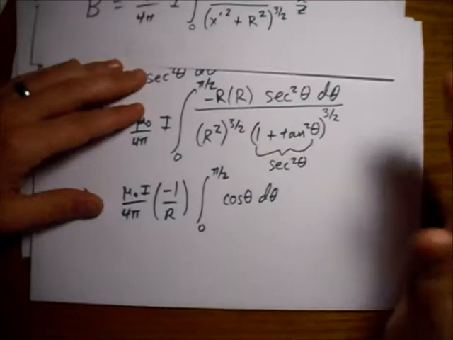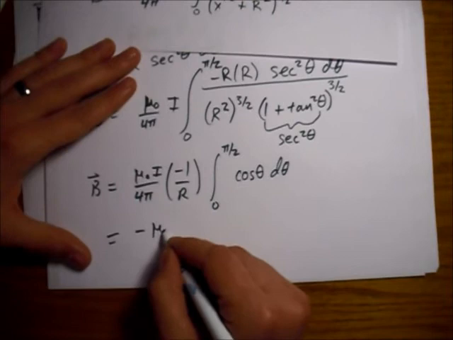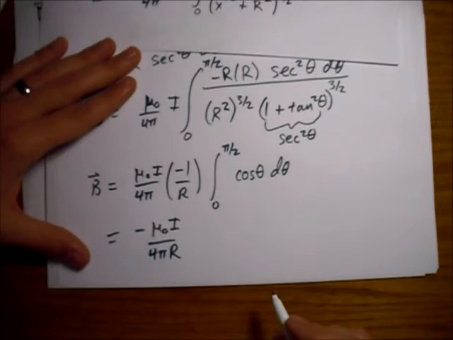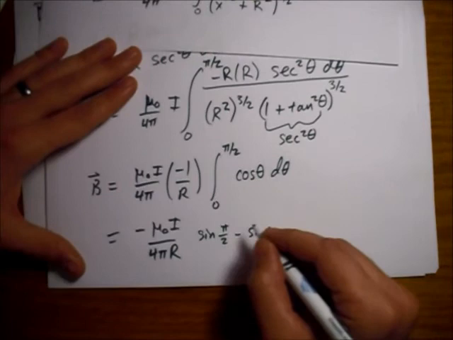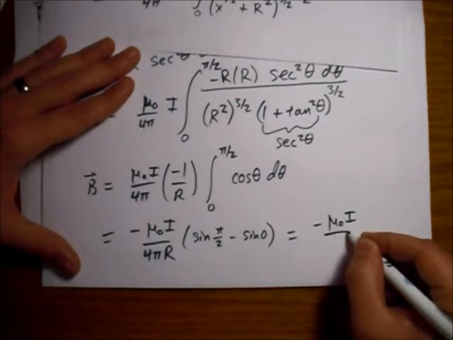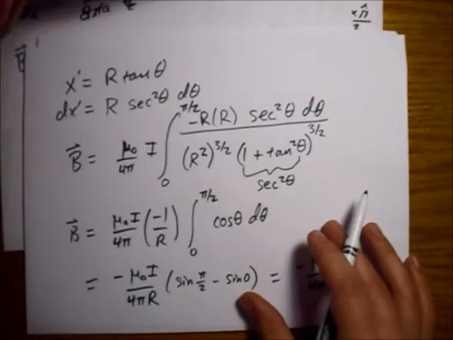Integral of cosine is just a sine. So we have, I'll bring this minus sign out, we've got a mu naught I over 4 pi big R, and sine of pi halves minus sine of 0. Sine of 0 is 0. Sine of pi halves is 1. So just a minus mu naught I over 4 pi r. All right, so this, oh, I lost my z hat vector. This is all z hat.